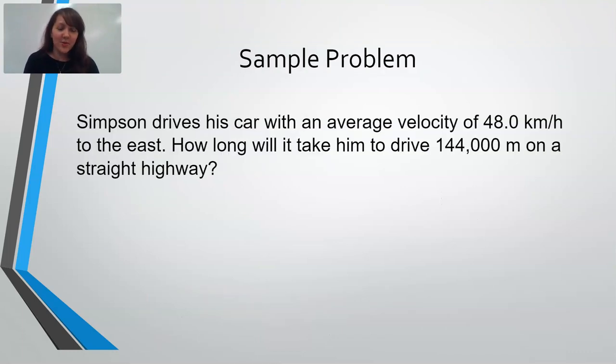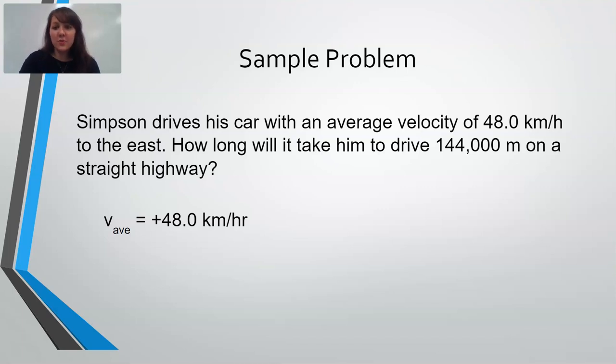So let's try this out really quickly. Say we've got someone who's driving a car with an average velocity of 48 kilometers per hour to the east. We want to figure out how long it's going to take to drive 144,000 meters along a nice straight highway. So my first recommendation is make a list of everything we know from this problem, all those numbers that you see in there with their units and what variables they represent. So one number that I see here is 48 kilometers per hour. And when I see 48 kilometers per hour, I know that's a velocity because it's a measure of displacement over time, kilometers per hour. So that's my average velocity for this problem.